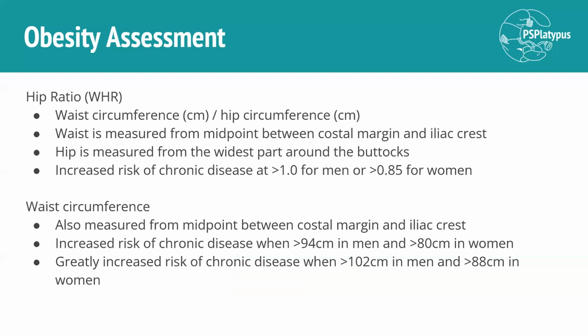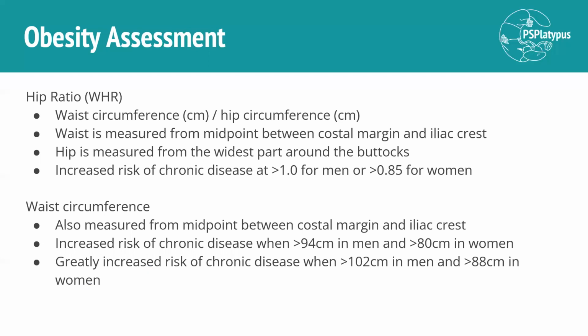So 2 other measures: hip ratio is found by the waist circumference divided by the hip circumference. Waist is measured from the midpoint between the costal margin and the iliac crest, whilst the hip is measured from the widest part around the buttocks. And there's increased risk of chronic disease when the hip ratio is greater than 1.0 for men or greater than 0.85 for women. In terms of waist circumference, it's measured as described above.